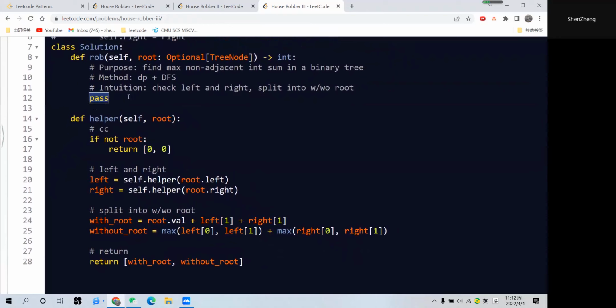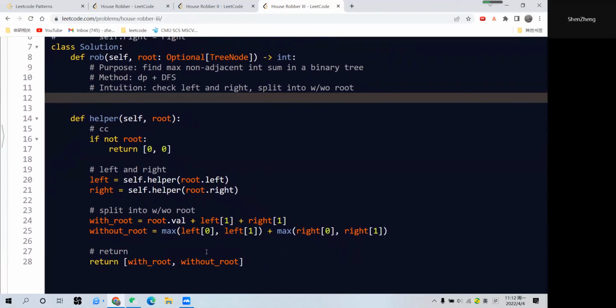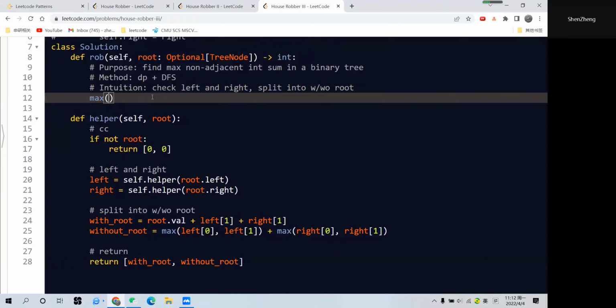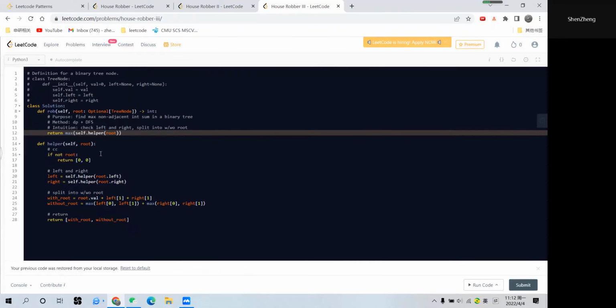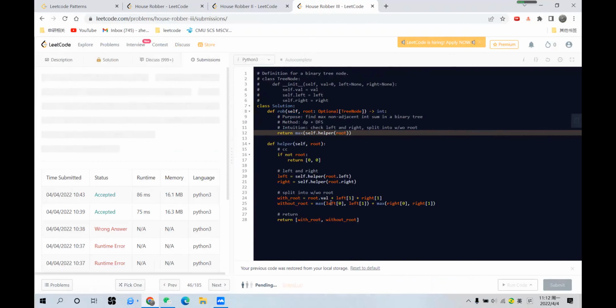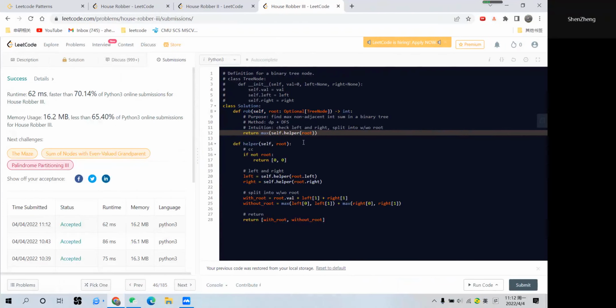Well, the main function is actually very simple. You see the helper function returns this with root and this without root, right? So the only thing we want to do is call the helper function, passing root, find the maximum between these two values and just return this value. Okay, now let's submit the code to see if it works. Okay, you see the time and memory usage of this solution is quite efficient, right? And I think the coding part is very easy to understand.